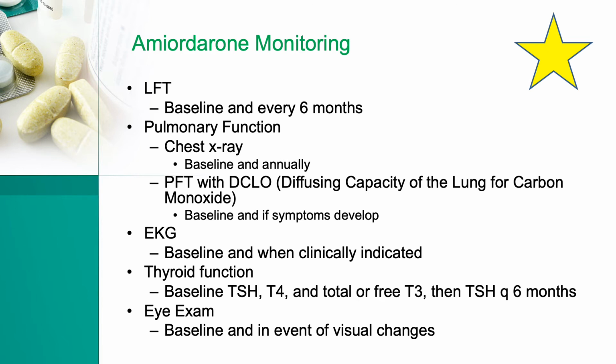For pulmonary monitoring, they need a chest x-ray at baseline and yearly, and a baseline pulmonary function test itself, including the diffusing capacity of the lung for carbon monoxide, which I've never heard about. And you repeat it if pulmonary toxicity is suspected, and you would know that if they had unexplained cough or dyspnea or an abnormal chest x-ray. Pulmonary toxicity occurs in about 2% of patients and may occur as early as 2 weeks into treatment. And as I already said, it's potentially fatal.